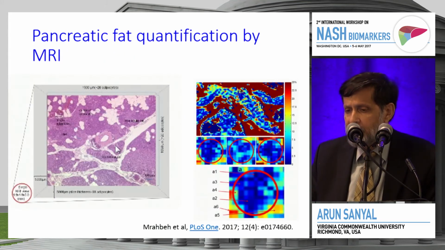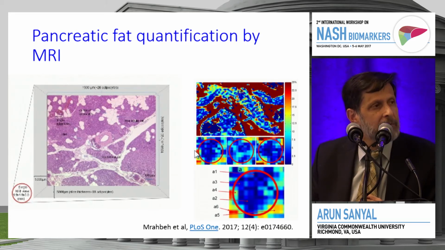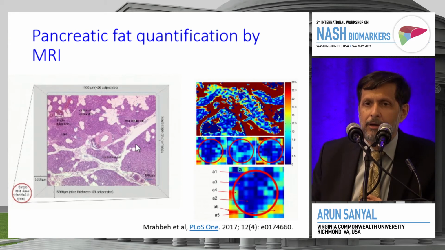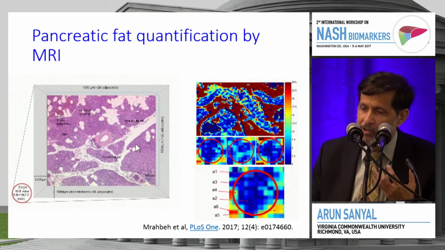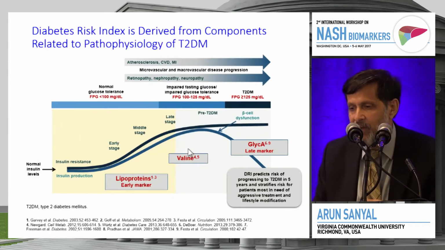And now there's emerging evidence that you even get fat in the pancreas. And there are non-invasive tools, and this is actually a pancreatic fat map done by MR. Because we heard a lot about doing this in the liver, but now you can do it in other organs as well. And so you could potentially think about a comprehensive fat map.